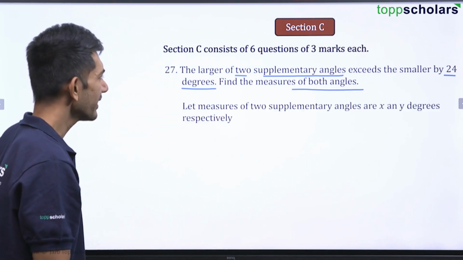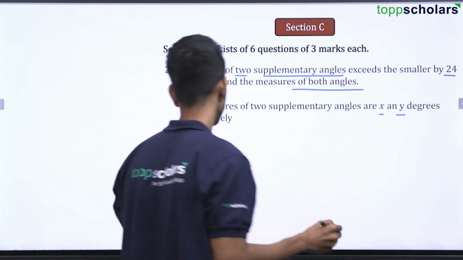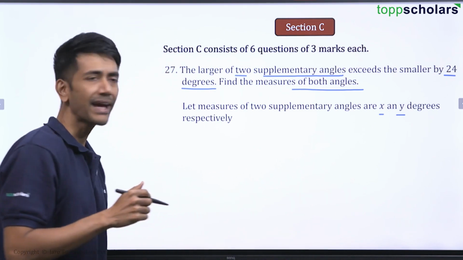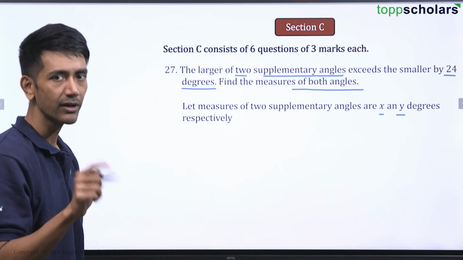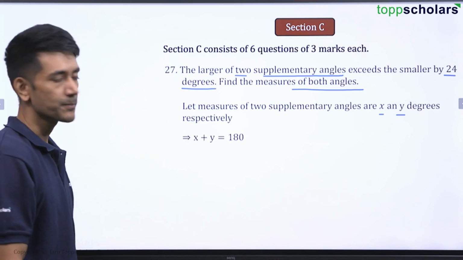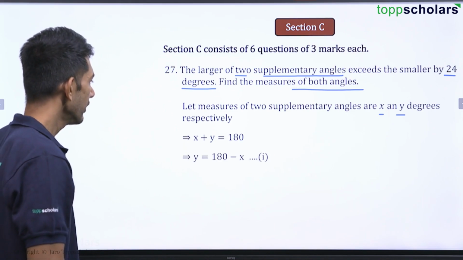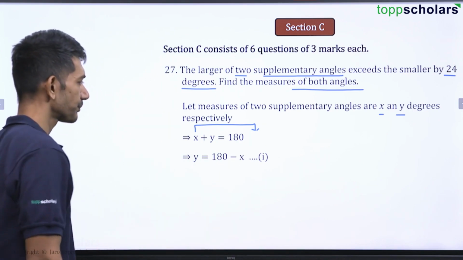So we have two supplementary angles, right? So let the two supplementary angles be x and y. Now what is the meaning of supplementary angles? Supplementary angles means if the sum of the two angles is 180 degrees, it is called supplementary angles. So can I say x plus y is 180? Yes. So can I say y will be equal to 180 minus x?